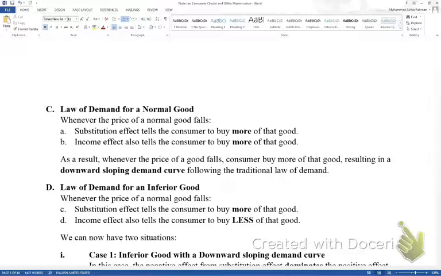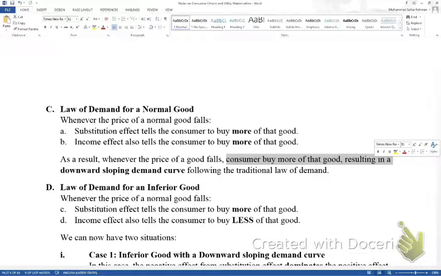For the normal good, the law of demand is very straightforward. Why? Because whenever the price of a normal good falls, our substitution effect tells the consumer to buy more of that good. Our income effect also tells our consumer to buy more of that good. Notice, in case of a normal good, both income effect and substitution effect are negative. So when price goes down, you buy more according to both effects. As a result, whenever the price of a good falls, consumers buy more of that good, resulting in our traditional law of demand, which means that our demand curve for a normal good is downward sloping.